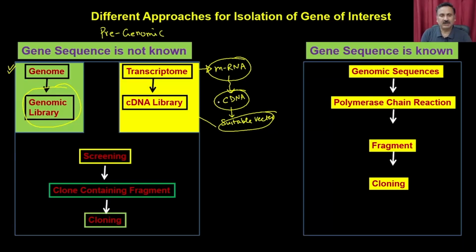So in today's lecture we are going to discuss how you can prepare the cDNA library, and then, whether it is the genomic library or the cDNA library, how you are going to screen the clones to identify the clone of your interest, and how you can then isolate the particular fragment so that you can clone it into the expression vector, and that's how you can produce the protein in large quantity.